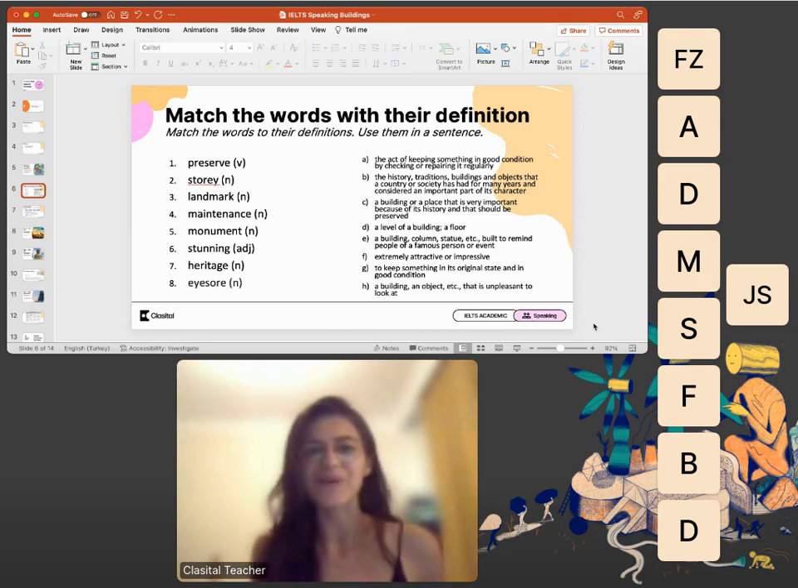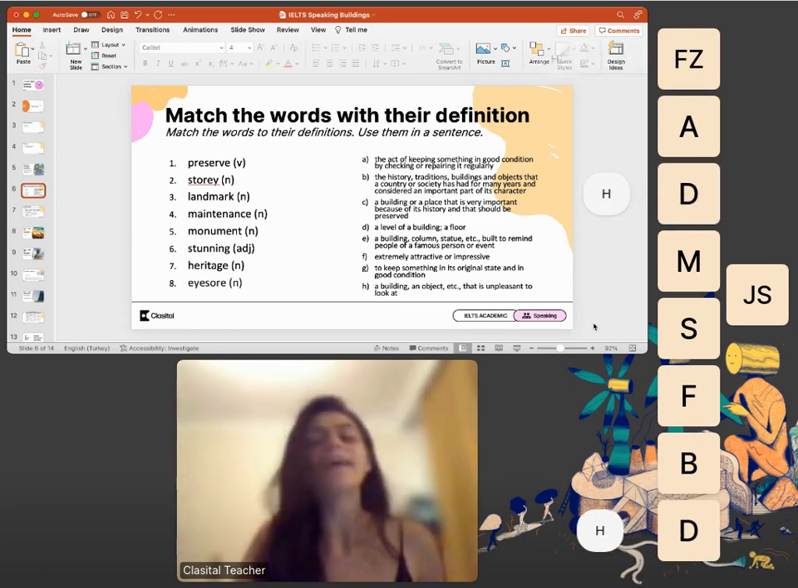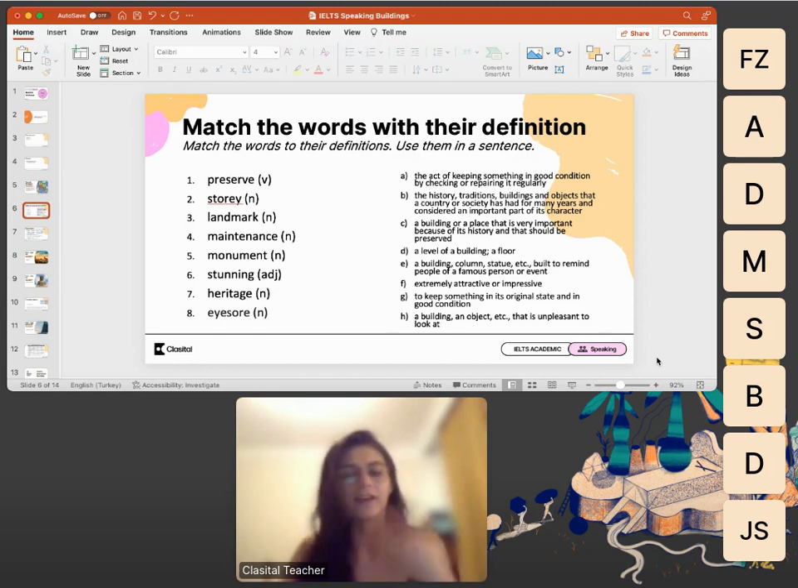What about eyesore? It's the last one. Eyesore basically is a building, object, or something else that is unpleasant to look at. So we don't really like how it looks. When we don't like how something looks, we can say it's an eyesore.